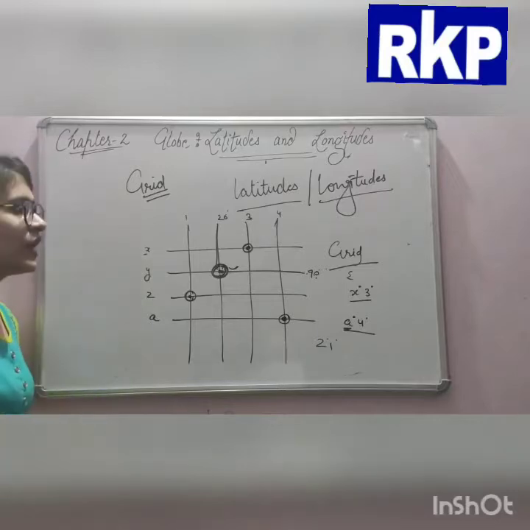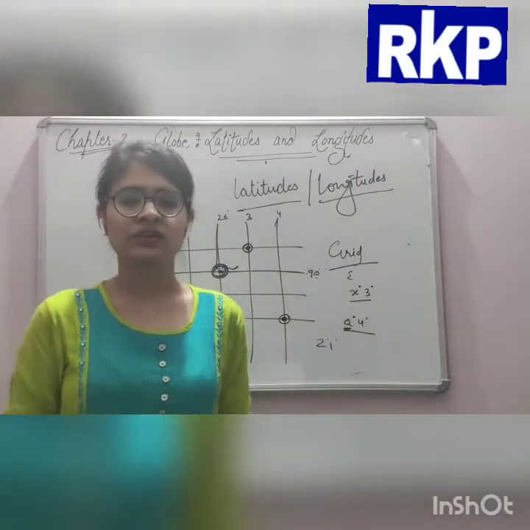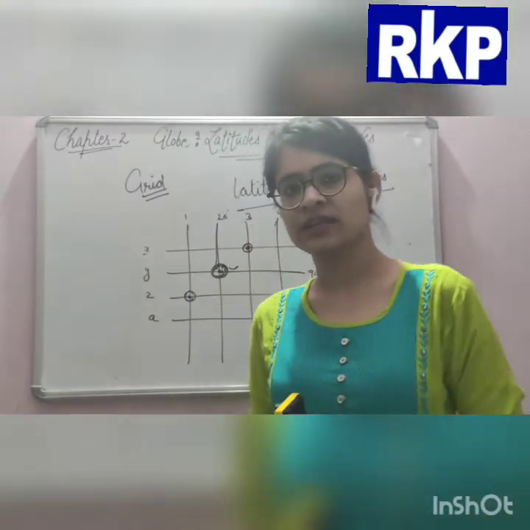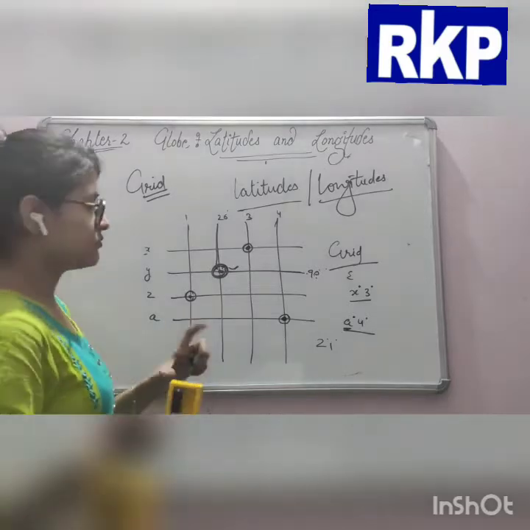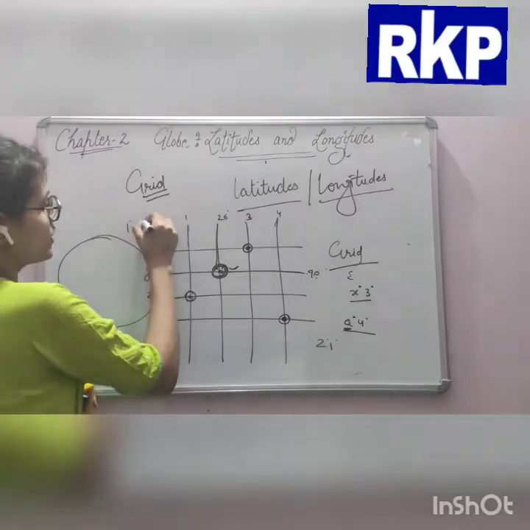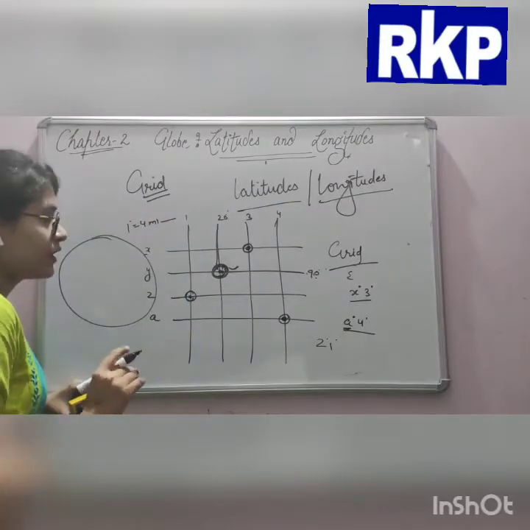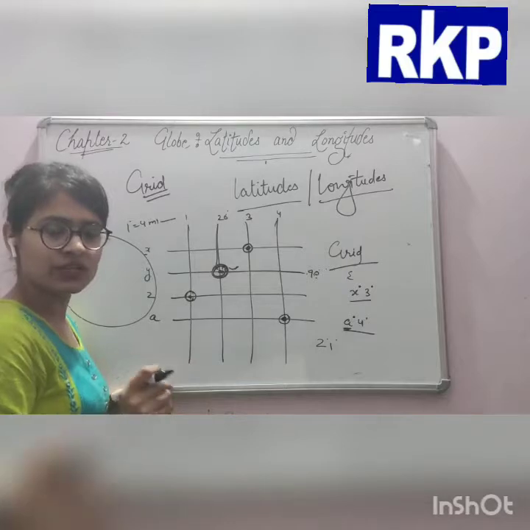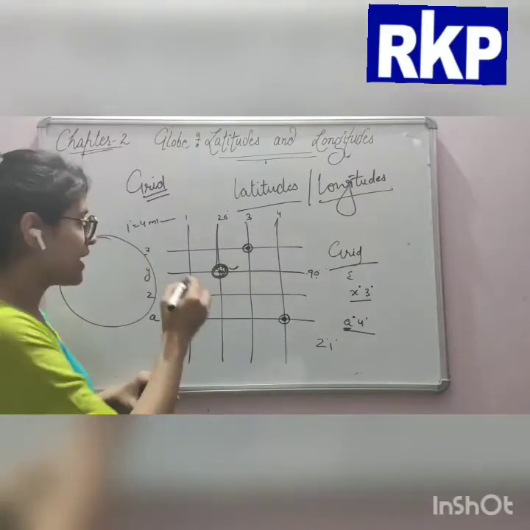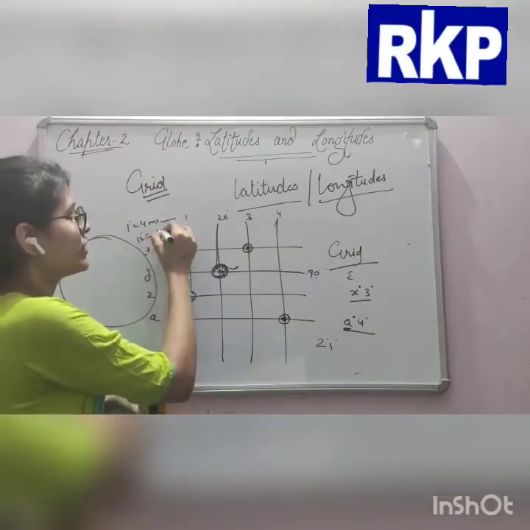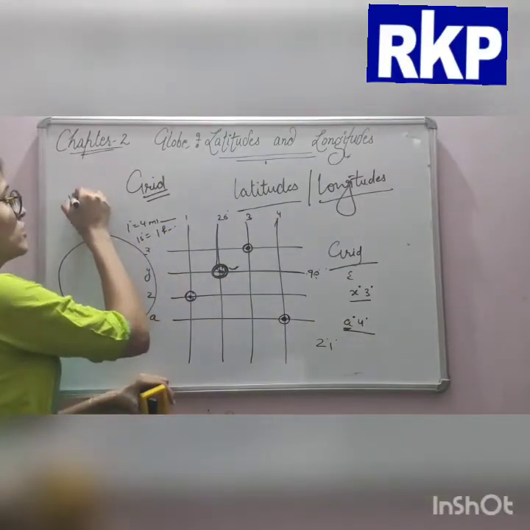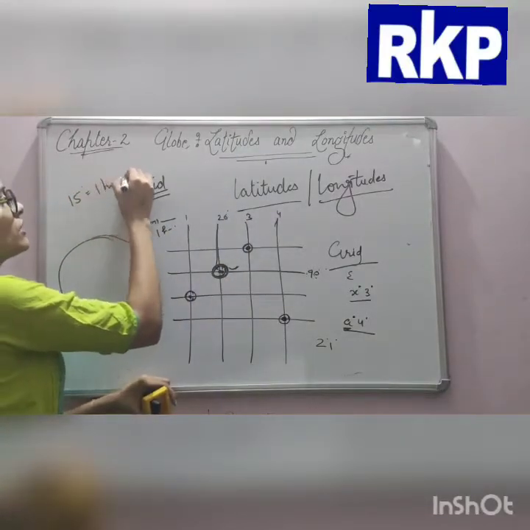And I told you how the earth rotates 360 degree in about 24 hours. Yes, I told you that our earth in 1 degree covers the distance of 4 minutes. So 4 minutes. When it rotates and completes an angle of 15 degree, it means it rotates 1 hour. Clear? I told you that it rotates 360 degree. 15 degree is equal to 1 hour.